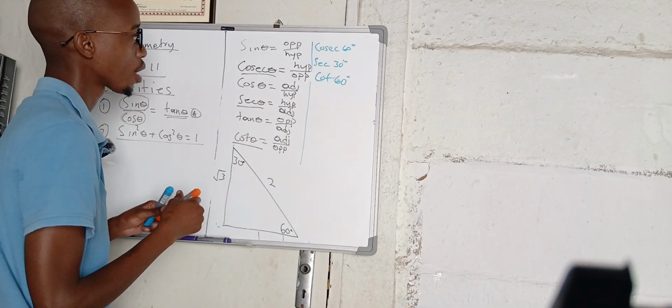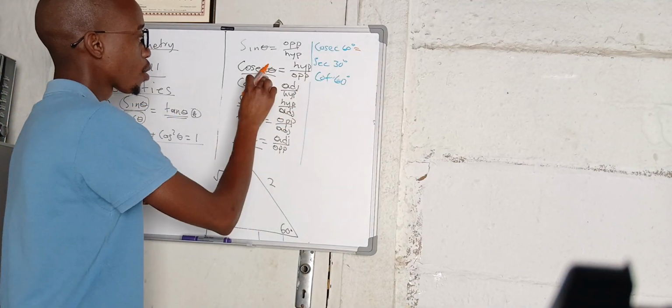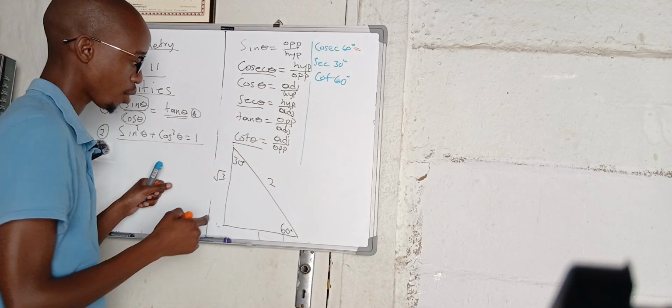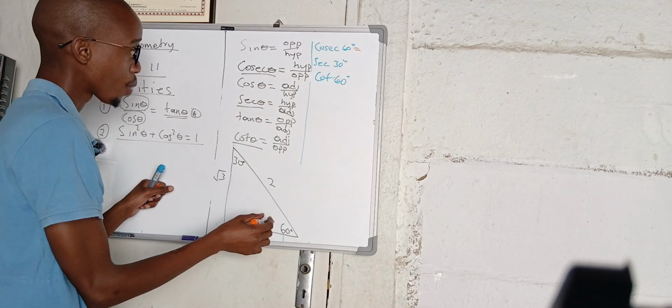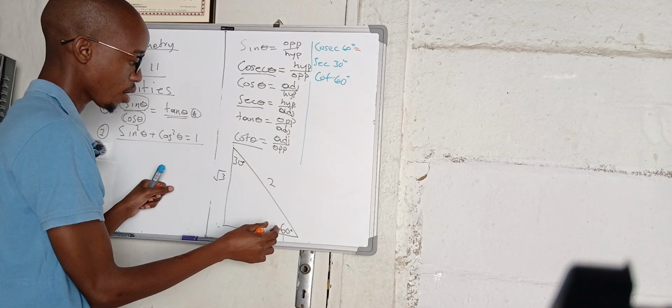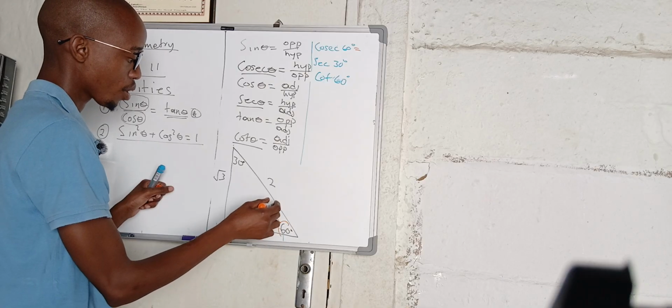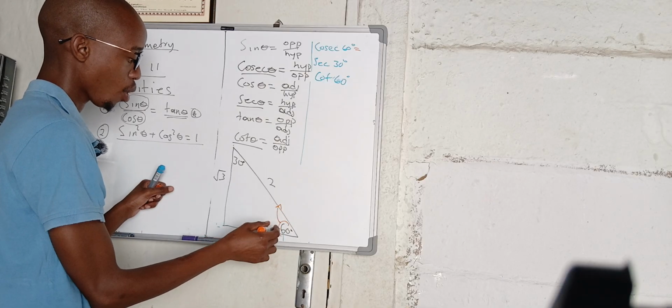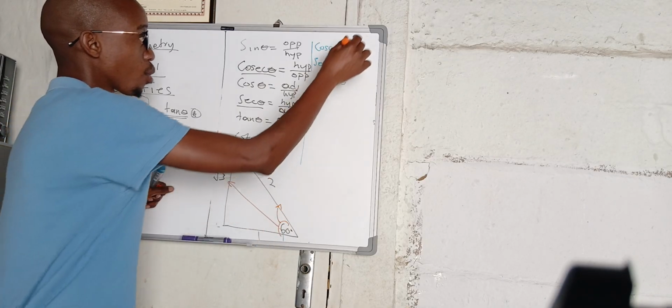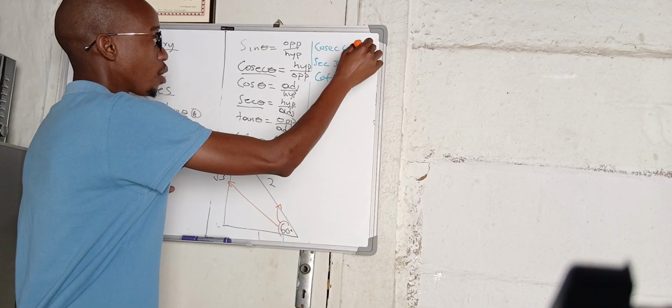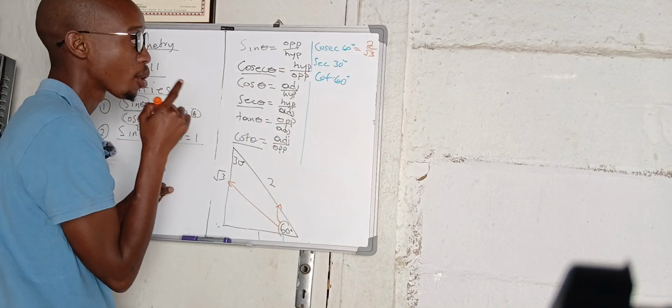We have to check that cosecant is hypotenuse over opposite. What is the hypotenuse? Which is this. So we are talking about cosecant 60. 60 is here. The hypotenuse is this one. All right. What is the opposite of that? It is going to be that. So we'll be having 2 all over root 3. This is the answer that we need without the use of a calculator.